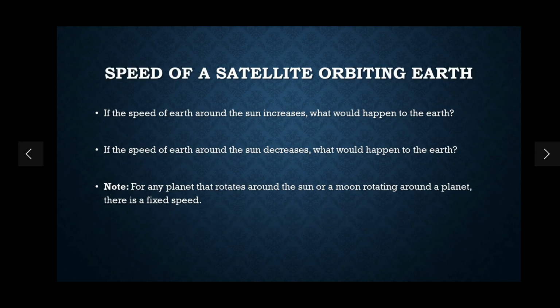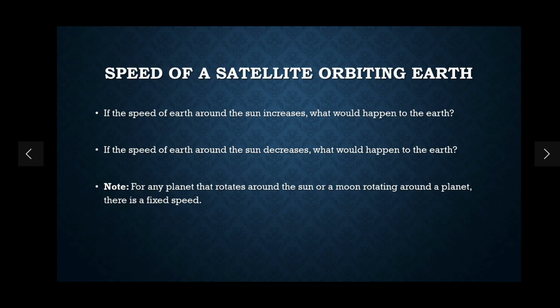Let's talk about the speed of a satellite orbiting Earth. If the speed of Earth around the sun increases, what would happen to the Earth? It will divert away from the orbit. If the speed increases, it will divert away, going away from the elliptical path that it has.